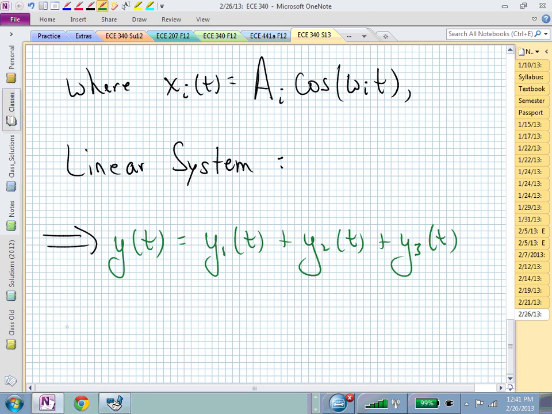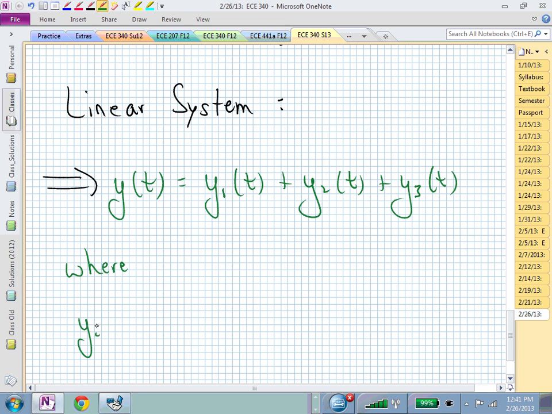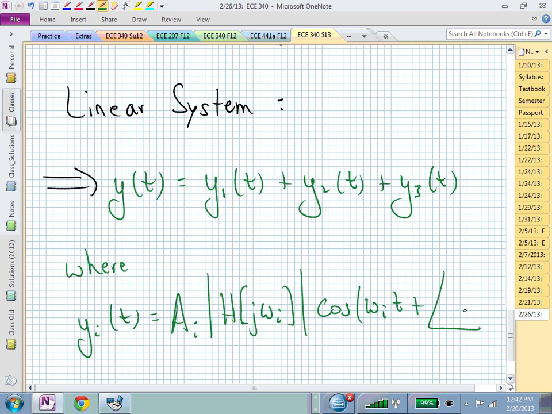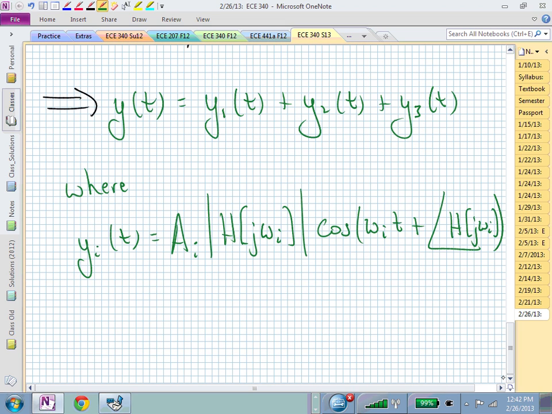and each of these y sub i's has exactly the same structure that we had before. We now have this A sub i, magnitude of H of j omega sub i, cosine omega sub i t plus the phase of H of j omega sub i.